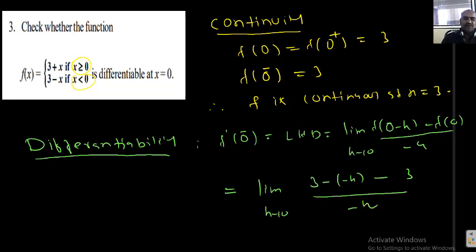Now I want to simplify. 3 plus h minus 3 by minus h. The 3 gets cancelled. H by minus h is minus 1. So I can say that it is minus 1. So what I got: LHD is minus 1.